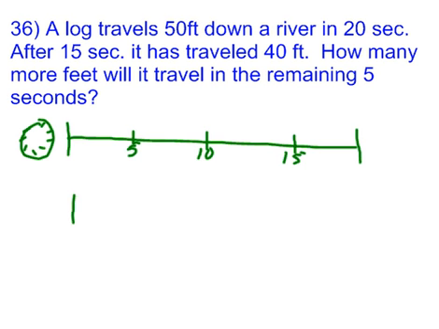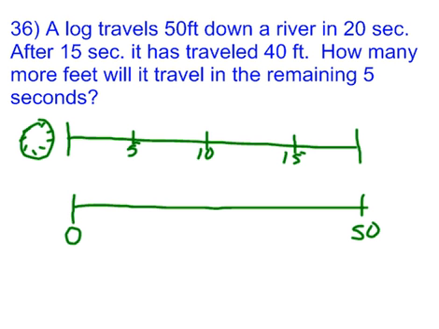And I'm also going to draw a timeline for the length of the river. And we know that this has to be 50. So this is going to be 0. This is going to be 50. Let's see how that looks. 1, 2, 3, 4, 5. Okay. So this would be 10, 20, 30, 40.